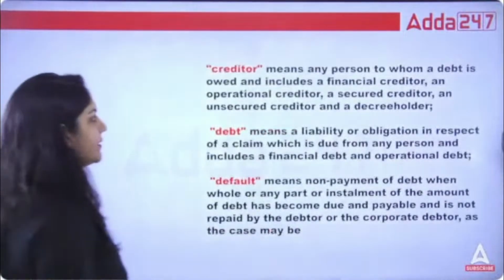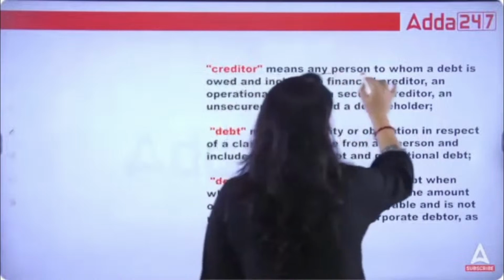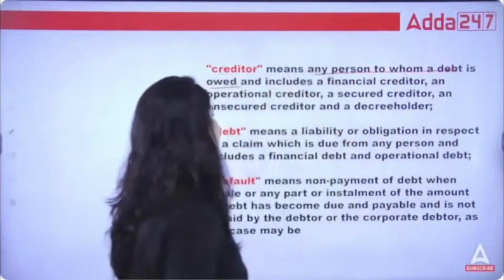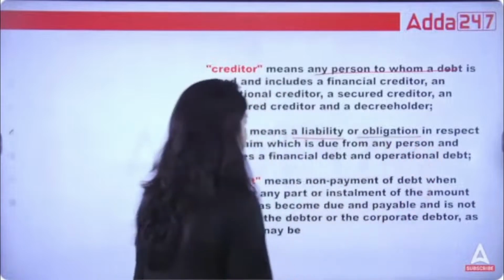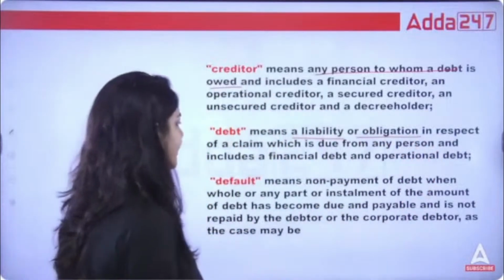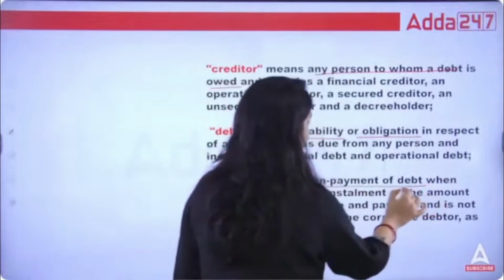What is a creditor? A creditor means any person who wants money. That is called a creditor. Debt is any liability and obligation. That is called debt. Default is non-payment of debt.